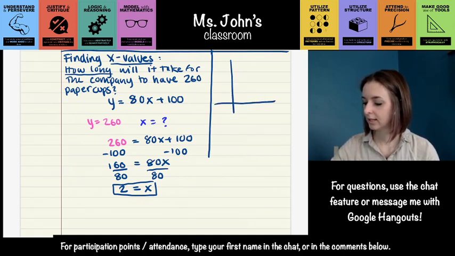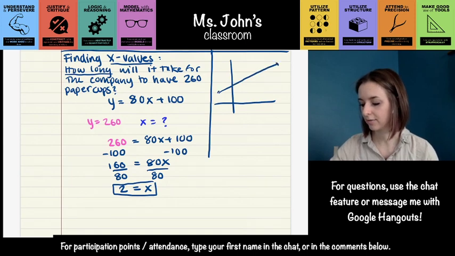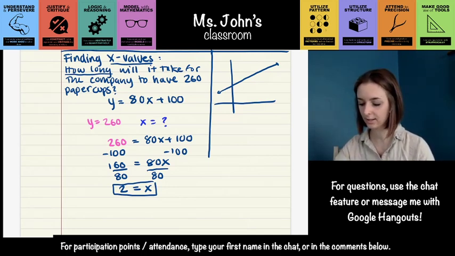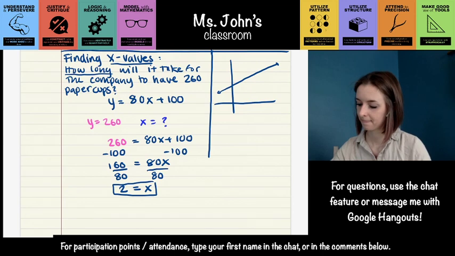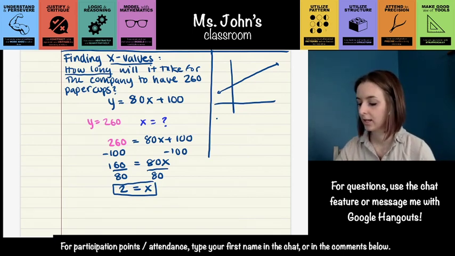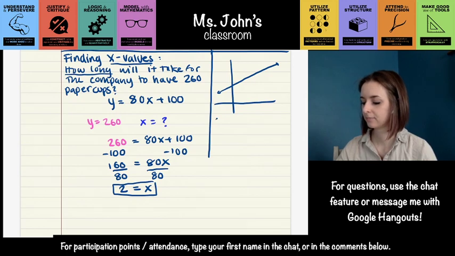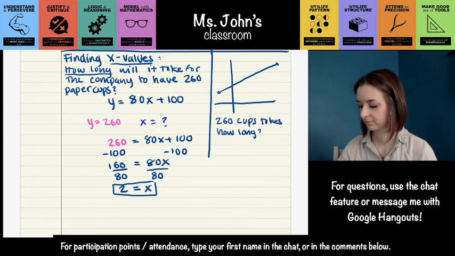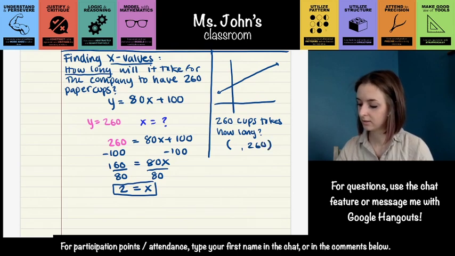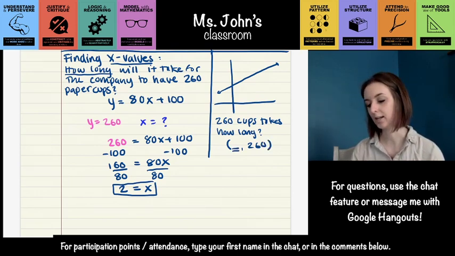On a graph, it's very similar to what we did before, except instead of going along the x-axis and looking for the value you're trying to find, hang on. So we're going to answer the same question, except now we're going to pretend we don't have the equation, and we're just given the graph. So 160 cups takes how long? So instead of looking for the y value in this equation, they're looking for the x value.